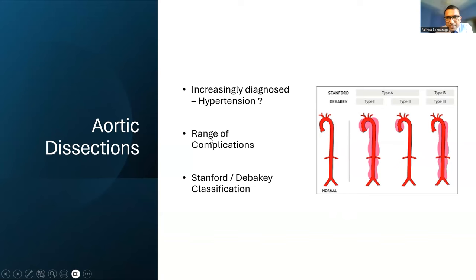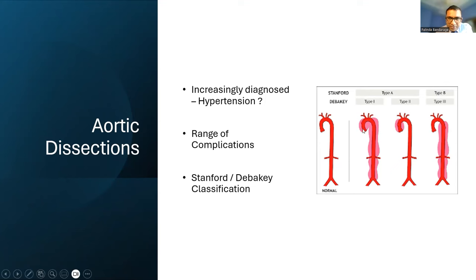Surgery is again indicated depending on the type, the anatomy of the dissection, and the complications that they have. There are two classifications, Stanford and DeBakey, but the idea is that the Stanford classification is clearer. If the dissection is proximal, the flap is in the ascending aorta and the arch. That means the opening into the muscle layer is in the proximal segment, ascending aorta and the arch, proximal to the left subclavian artery.